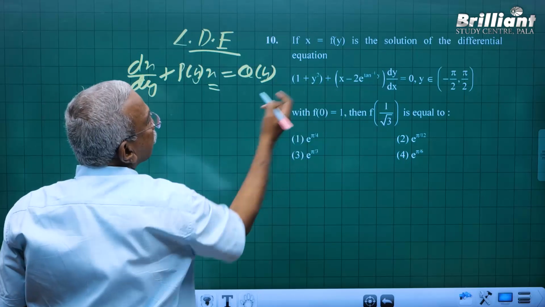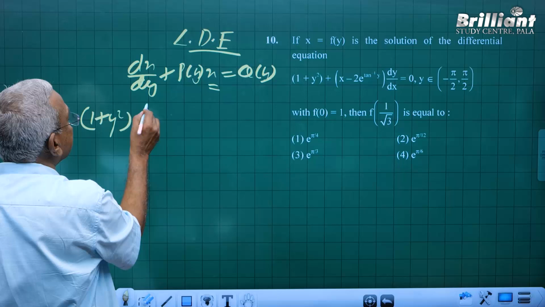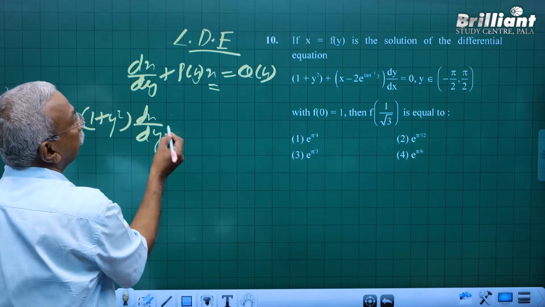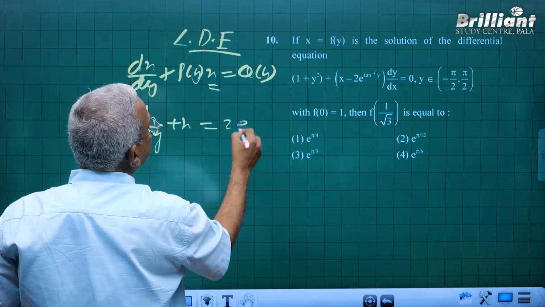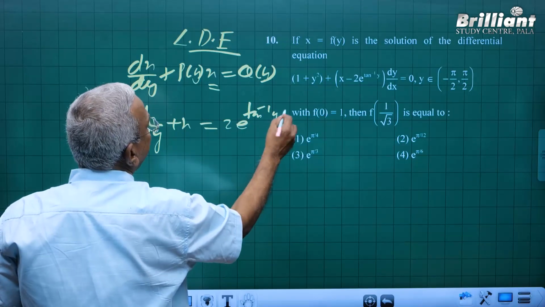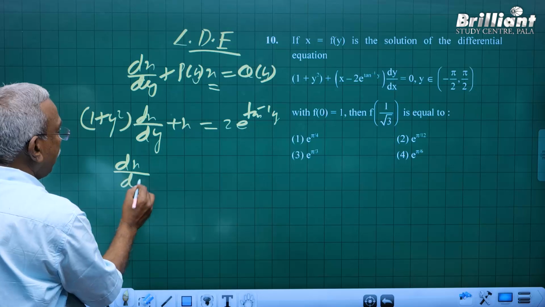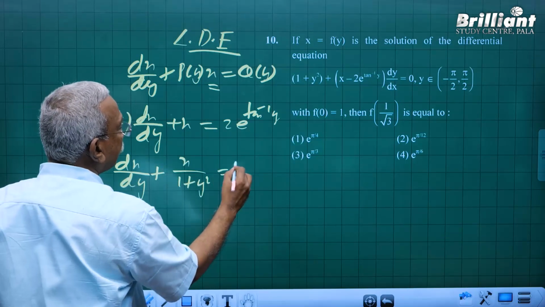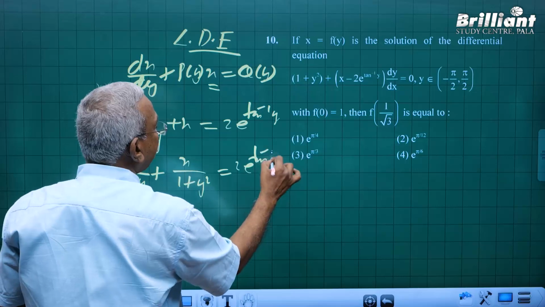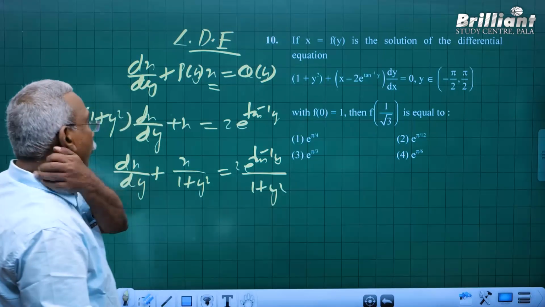So first of all, we divide with 1 plus y square into dx by dy plus x. Shift them to the right side as 2 e raised to tan inverse y. Now dividing by this one, it will give you dx by dy plus x by 1 plus y square is equal to 2 e raised to tan inverse y divided by 1 plus y square. So our form is attained.